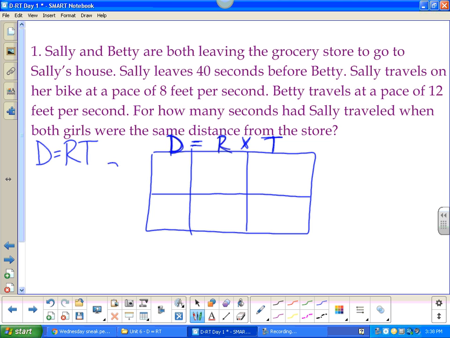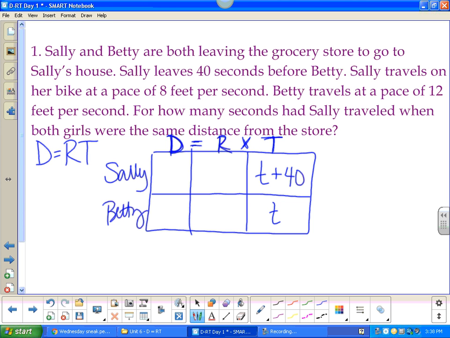So we have Sally and we have Betty. And I don't know either one of their distances, but let's see what I do know. Sally leaves her house 40 seconds before Betty. So Sally actually gets a 40-second head start. Now that has to do with her time. So her time gets an extra 40 seconds. Now Betty's time is just T. Sally's the one that gets an extra 40-second head start.